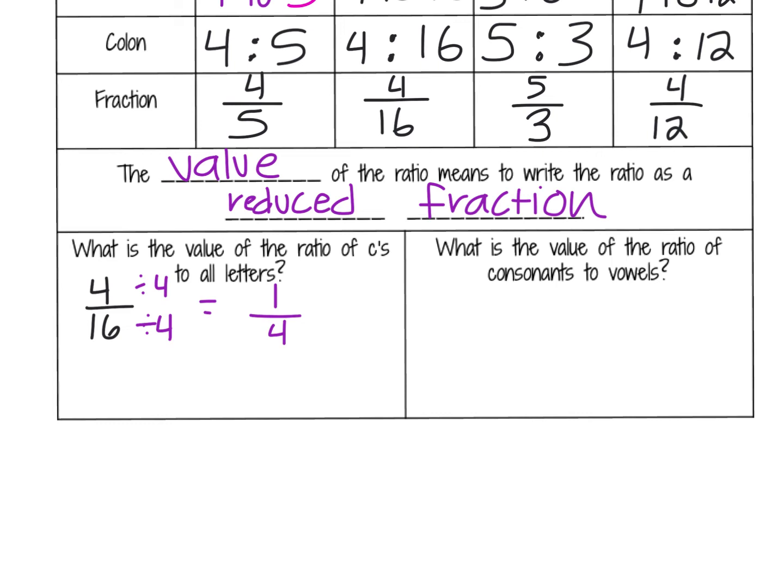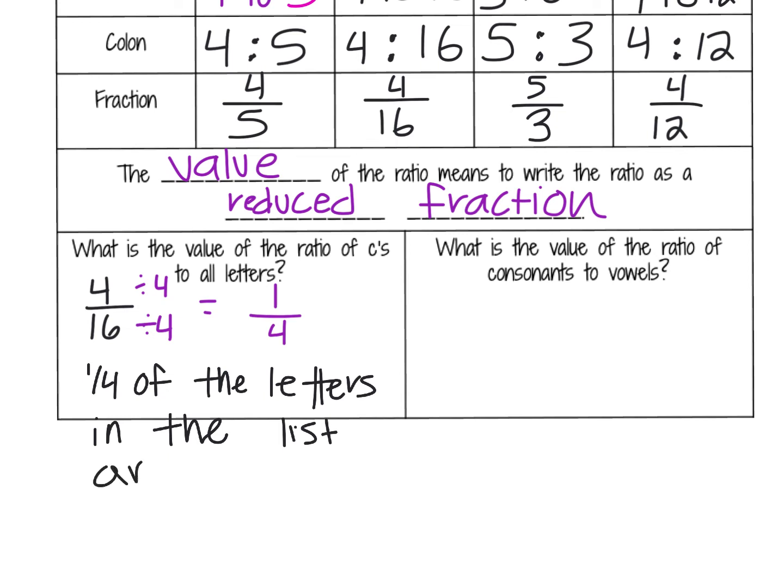So what that means is that, how do I want to say this? 1/4 of the letters in the list are C's. So 1/4 of the letters in that list of letters are going to be the letter C.